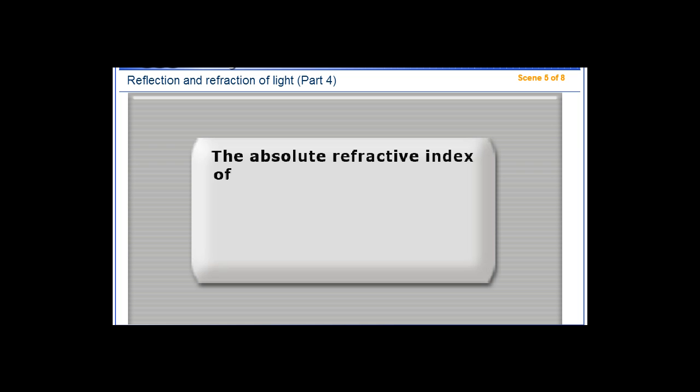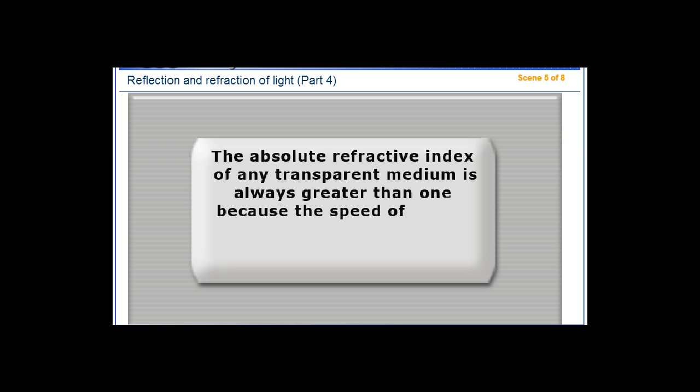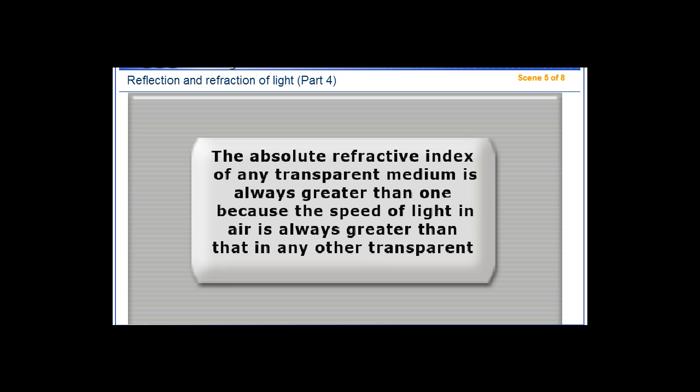The absolute refractive index of any transparent medium is always greater than 1, because the speed of light in air is always greater than that in any other transparent medium.